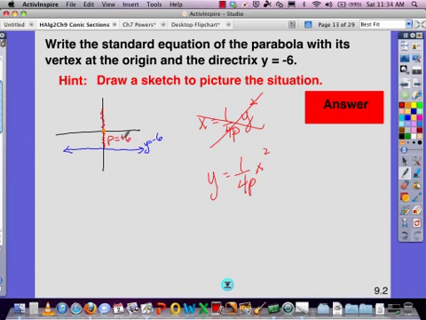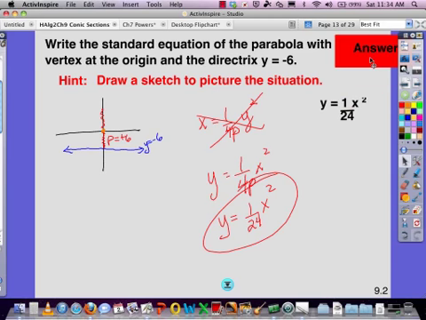6, not negative 6. The directrix is negative 6. So we can then put that 6 in, and y equals 4 times 6 is 24, 1/4 x squared. There is our equation for our standard form going through the origin, parabola to this situation. There we go, they match.